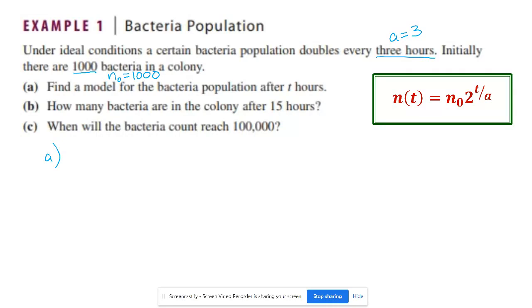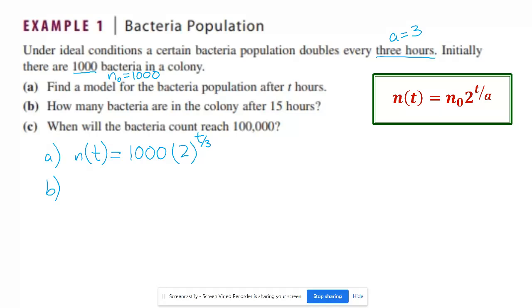So we're going to take N of t, that's our final amount, that's our function notation, equals our starting amount, 1,000, times 2, because this is doubling. And then our exponent is t divided by a. We know a is 3. T is our variable, so it's going to be t over 3. That's our function. Part B, it says how many bacteria are in the colony after 15 hours.